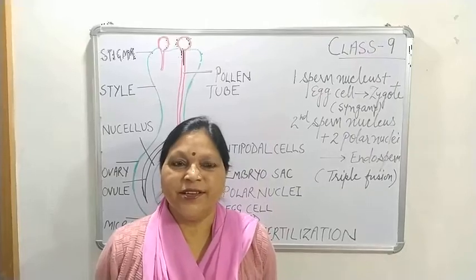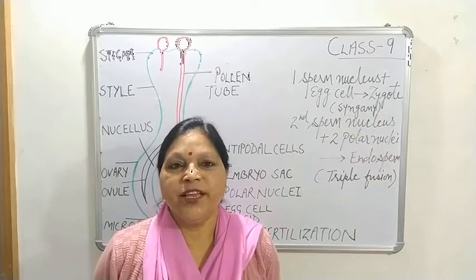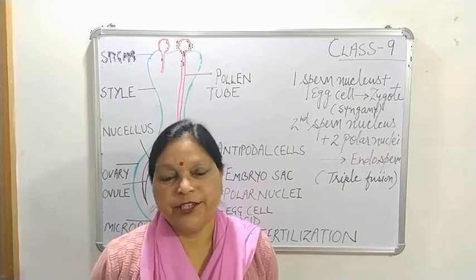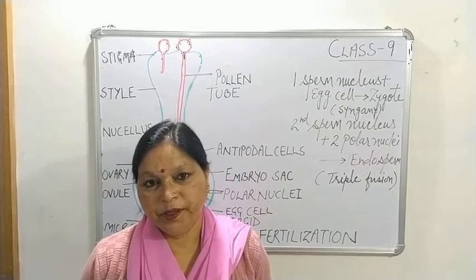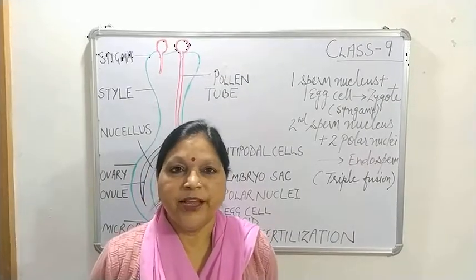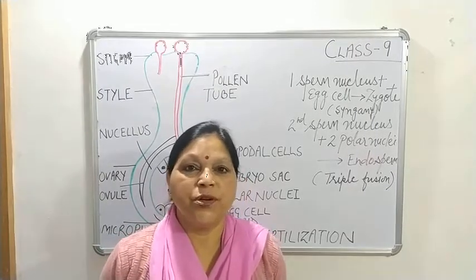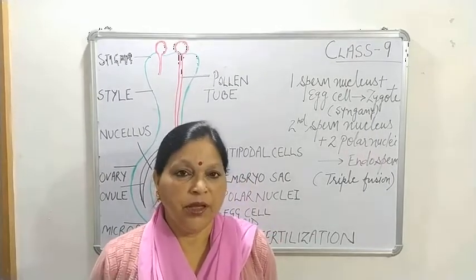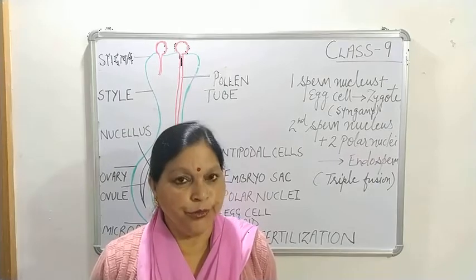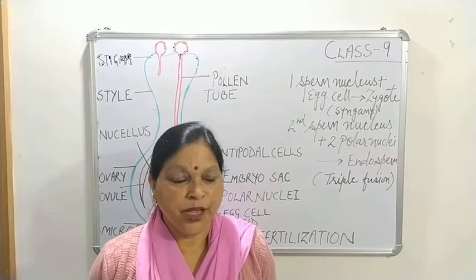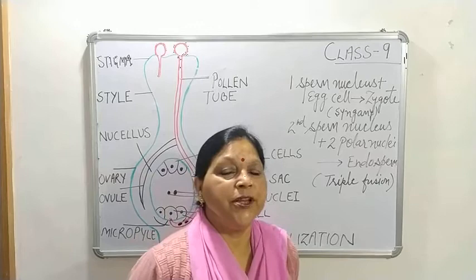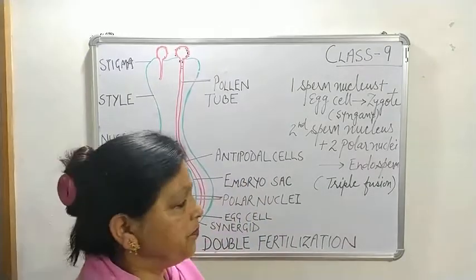Hello students, today we'll study about double fertilization in plants. In my last video, I had explained to you the structure of the male gamete, the pollen grain, and the female gamete, the ovule. Now, I will explain how fertilization takes place in a flowering plant.